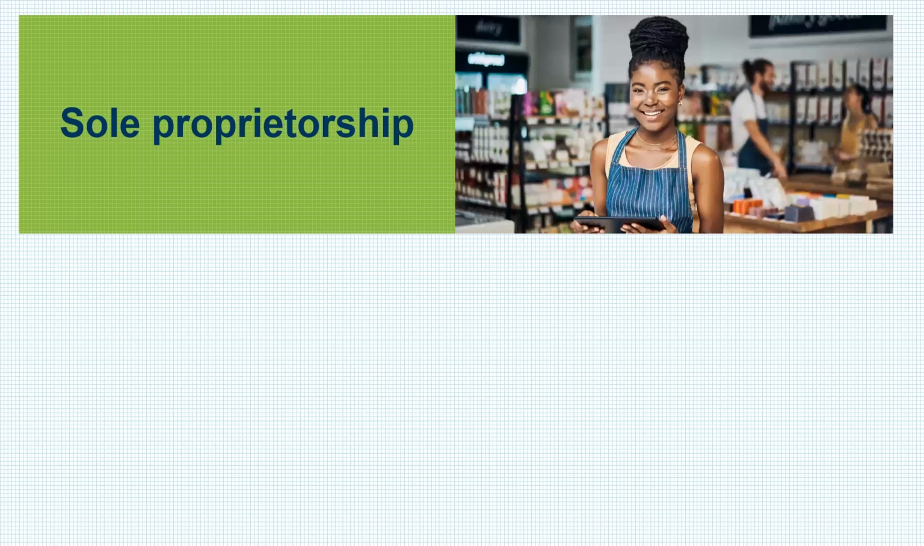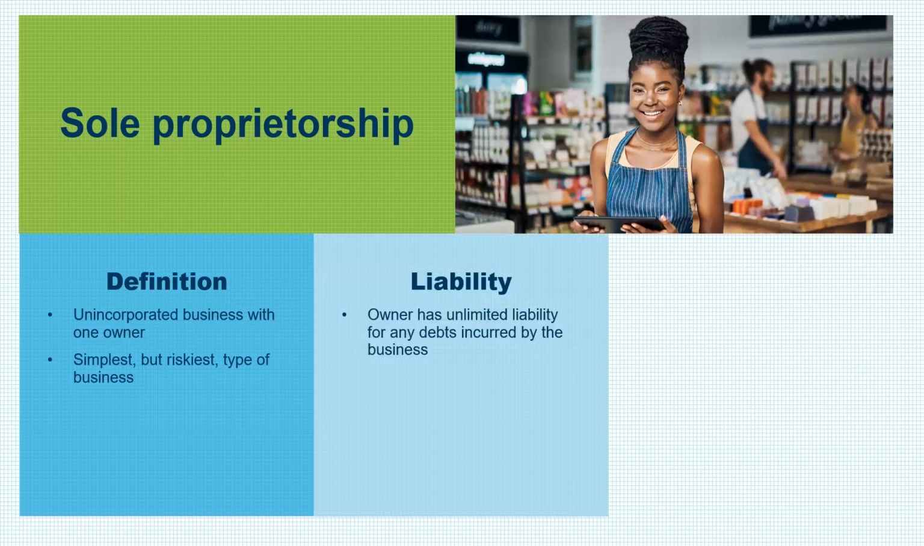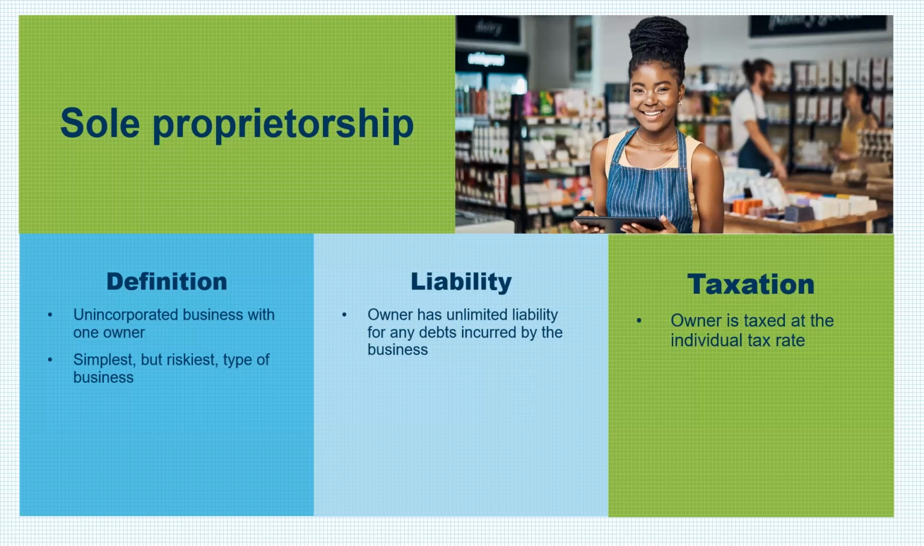The sole proprietorship is an unincorporated business with one owner. It is the simplest but riskiest type of business. The owner has unlimited liability for any debts incurred by the business. The business pays no taxes on its income. All of the taxes are paid by the owner, who is taxed at the individual tax rate.